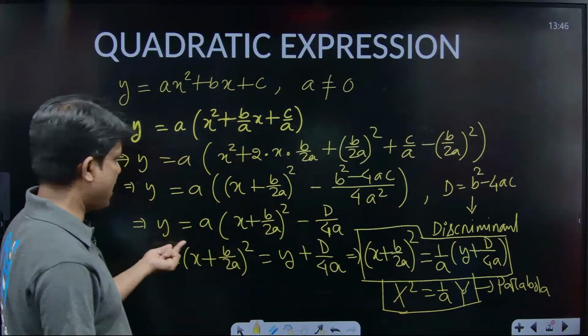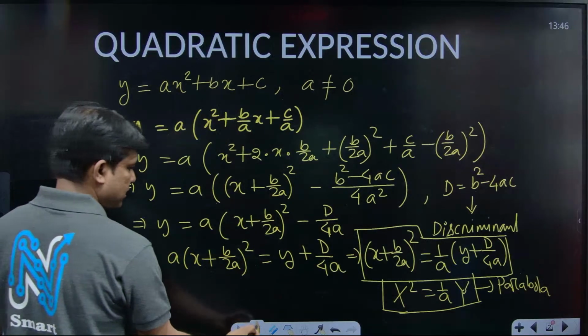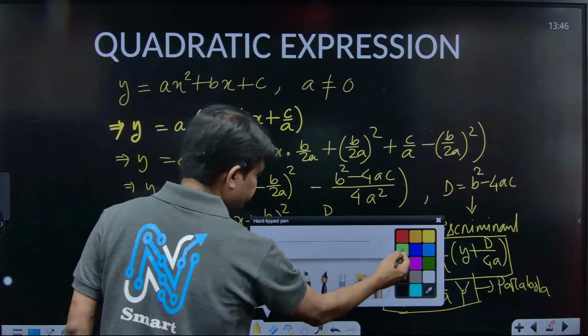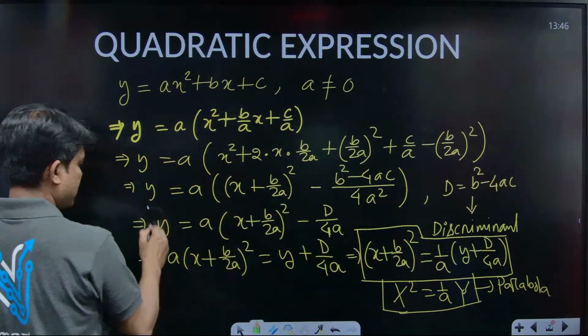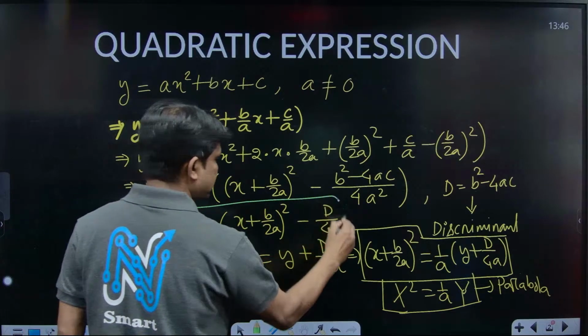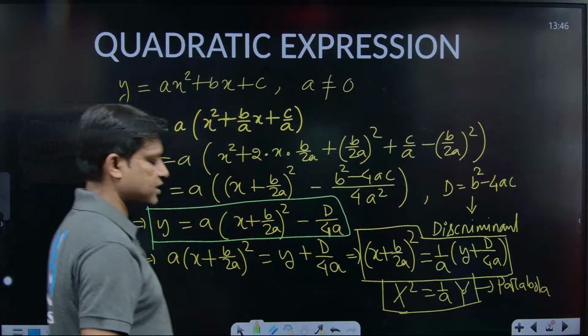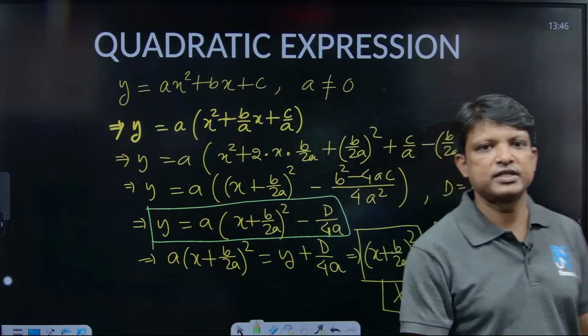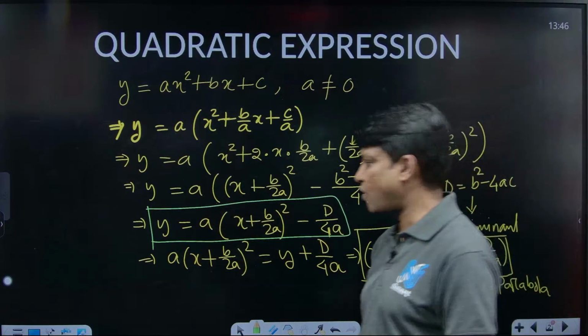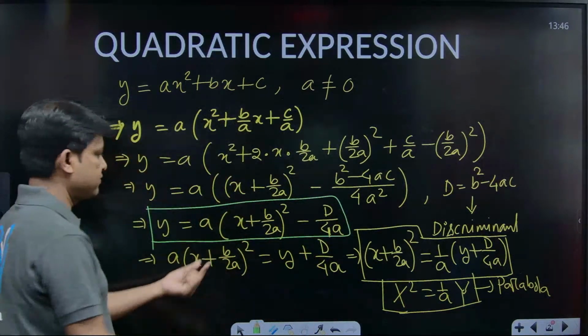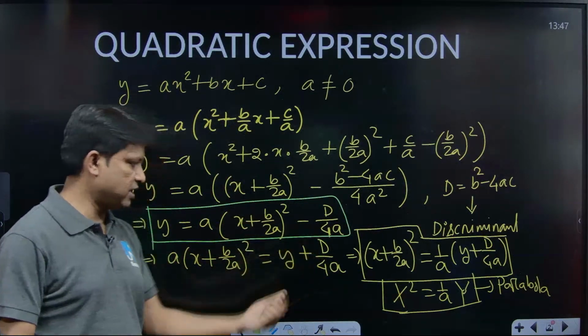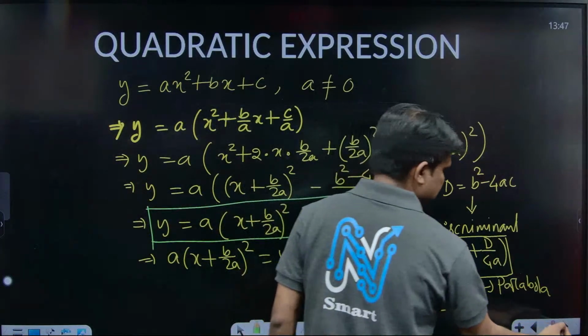This is the very important expression for this topic, because for a quadratic expression, when it has real roots, when it has complex roots, when it has equal real roots, we have to discuss all of that, and this expression will give it. What is the meaning of that expression?